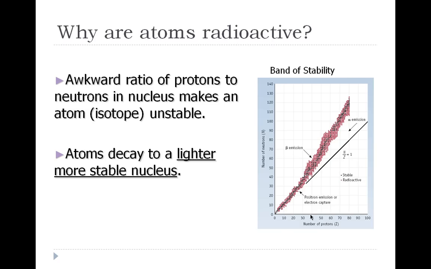So this is what's called the band of stability. You'll see on the bottom of the x-axis, it's the number of protons. On the y-axis, we have the number of neutrons. If you fall within this band, you are a stable atom. Notice if you're above it, you release beta particles. If you're below it, you release alpha particles. And at the very bottom, if you're around this ratio, you do electron capture or positron emission.